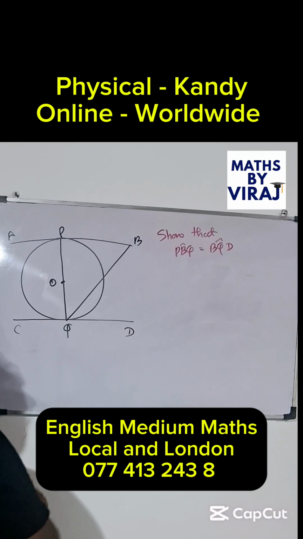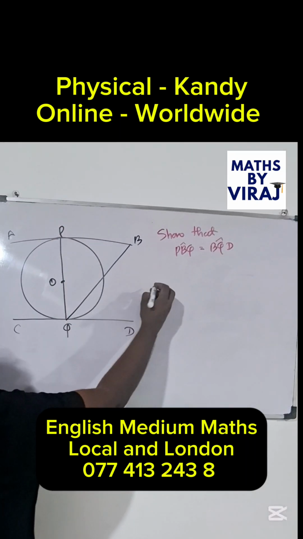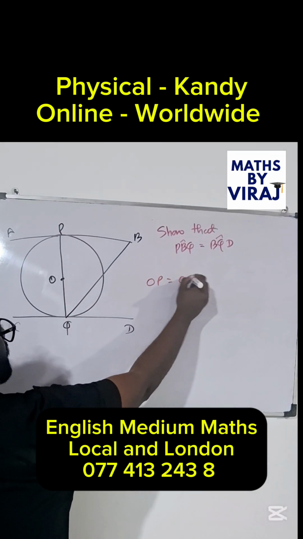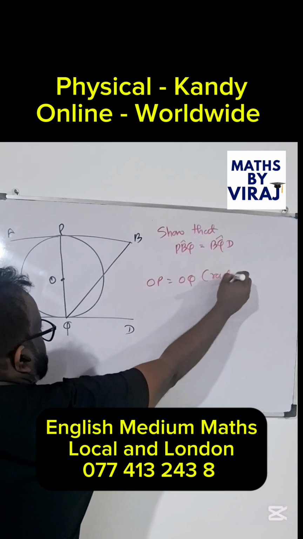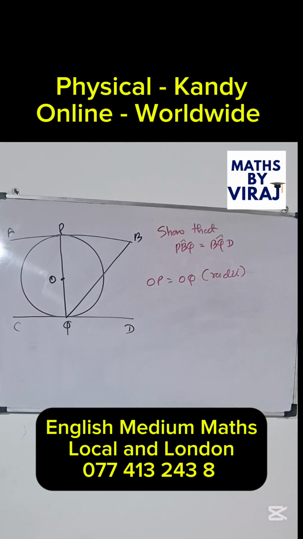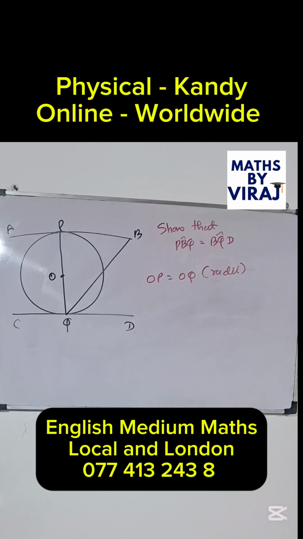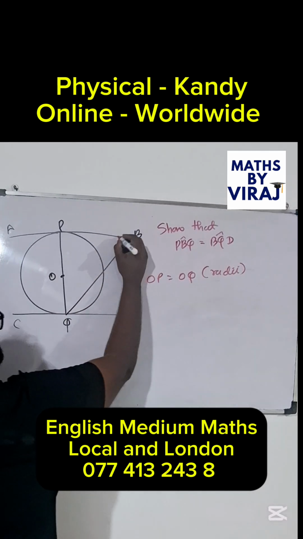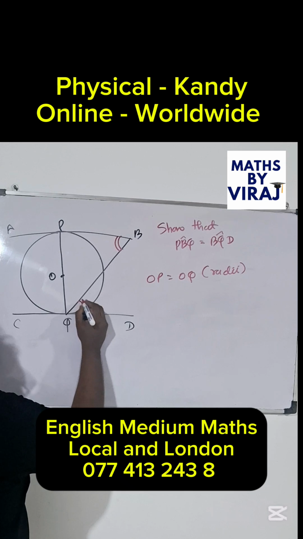Now as you can see, we can say that OP is equal to OQ, which are radii. Now we have to show that PBQ is equal to BQD. PBQ is equal to BQD.